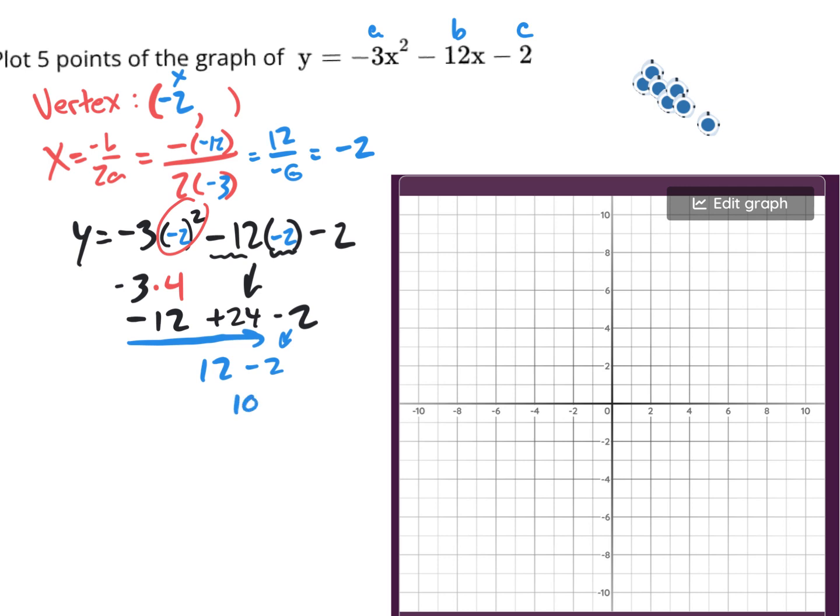So we just found that y equals 10. That's what we found. And that is the y value of the vertex, which is positive 10. So this is the most important point. It's the maximum value because the parabola is opening down. So let's go to that most important maximum value point, negative 2 on the x, positive 10 on the y.